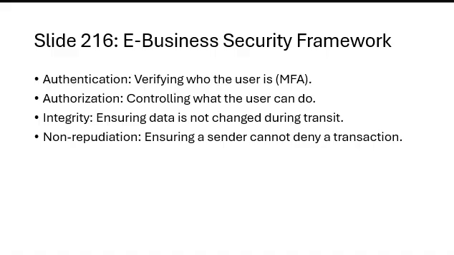E-business security framework. First of all, we have authentication, which verifies the user identity using multi-factor authentication. Authorization controls what actions a user can perform. Integrity ensures the data remains unchanged during the transaction. And then we have non-repudiation, which prevents the sender from denying a completed transaction. The security framework protects the business from digital threats.